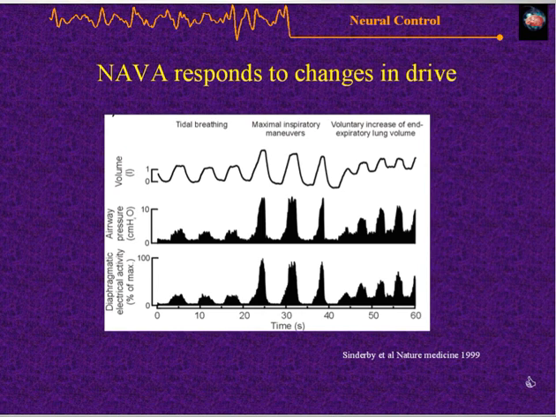Again, this is the same healthy subject. This is the diaphragm electrical activity, and this is the airway pressure. Here you have the diaphragm activation during tidal breathing and the assist he was receiving from the ventilator. We then asked him to perform maximal inspiratory maneuvers, so the diaphragm activation increased for these 3 breaths, and the assist responded accordingly. We then asked him to perform a voluntary increase in his end expiratory lung volume, so he had to maintain a kind of tonic activity of his diaphragm during expiration.